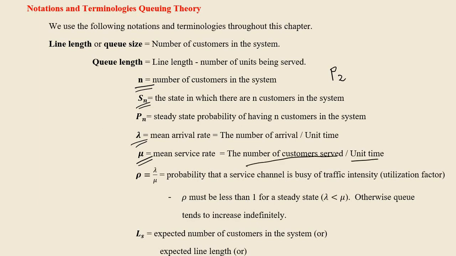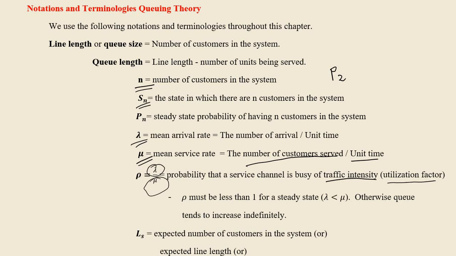The next notation is rho, and rho has the formula lambda by mu, that is, mean arrival rate divided by mean service rate. It denotes the probability that the service channel is busy. It is also called traffic intensity, or otherwise we can call it the utilization factor. In problems, if they ask you to find the utilization factor, traffic intensity, or the probability that the service channel is busy, or some similar terminology, you have to find the rho value using the formula lambda by mu. And note that in the basic models, rho must be less than 1.